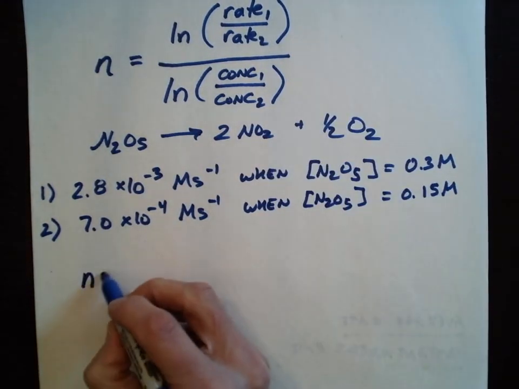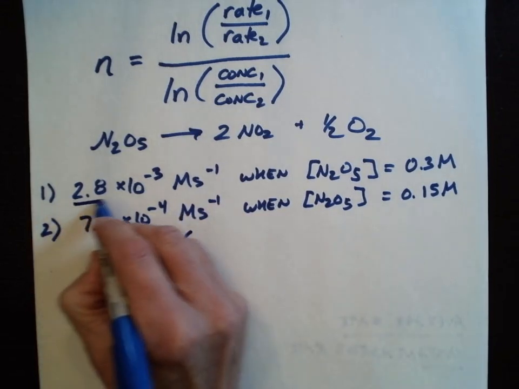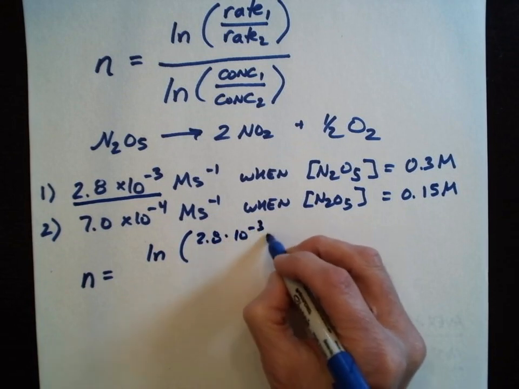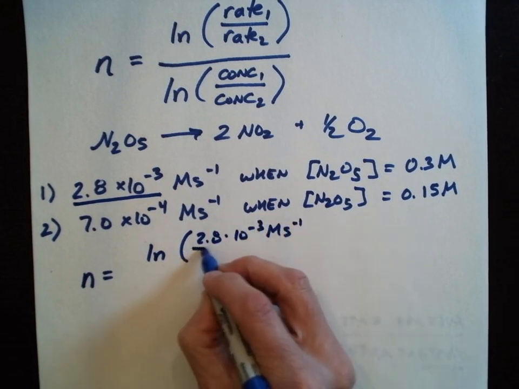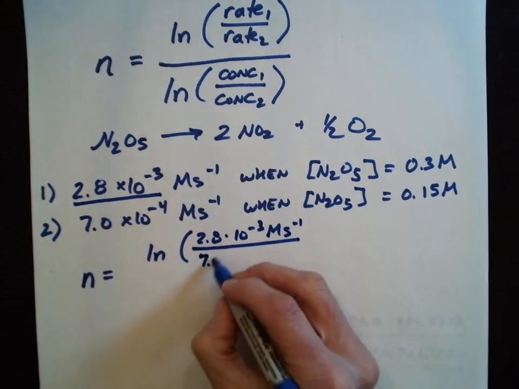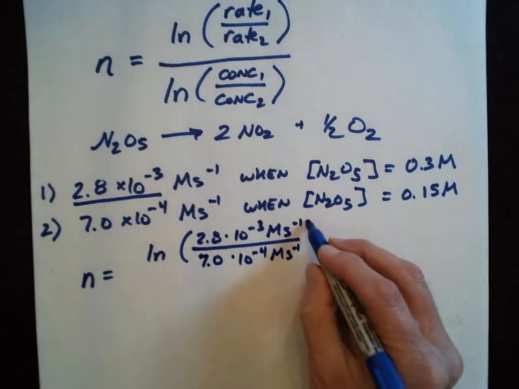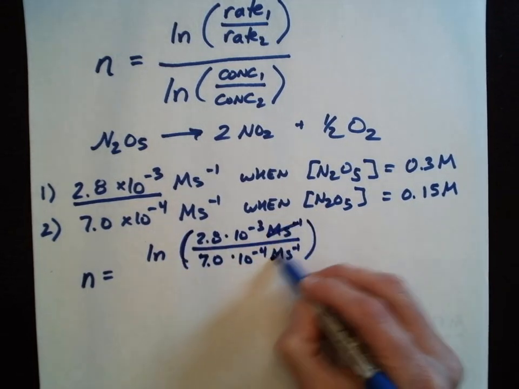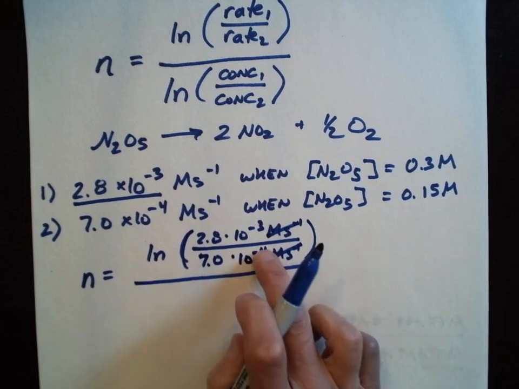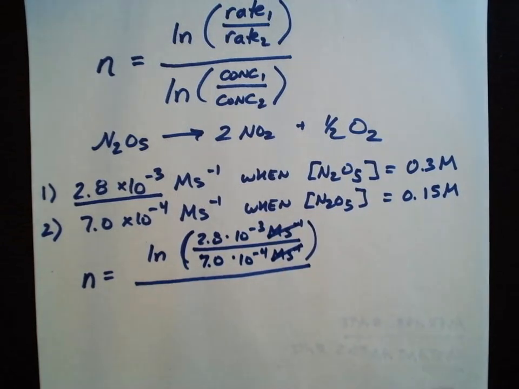We know that n is going to be the natural log of rate 1, which is 2.8 times 10 to the negative 3 molar per second. And we'll divide that by the rate under condition 2, which is 7.0 times 10 to the negative 4 molar per second. These units should cancel. Anytime you're taking the natural log of something, what you're taking the natural log of should be unitless. These should cancel, and they do.